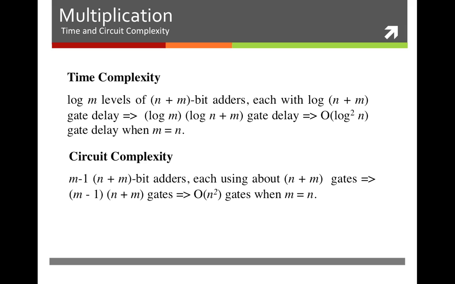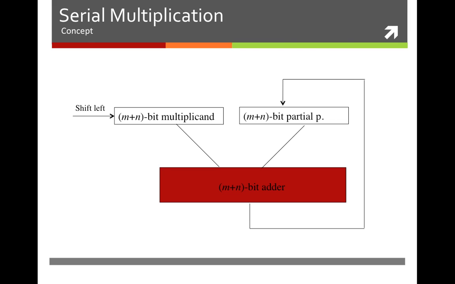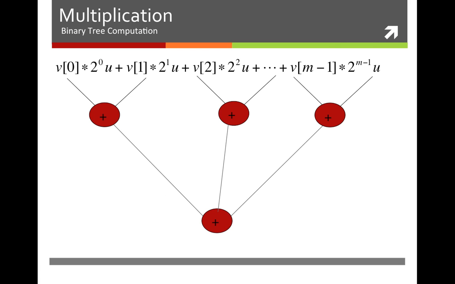So the question is, can we bring this time to log n and maintain the complexity of the circuit, perhaps not reduce it entirely to order n? Well, we're going to take a look at this problem in the second part of my presentation. But in this first part, we're going to look at sequential ways of computing the same multiplication instead of doing this in a binary tree fashion here.